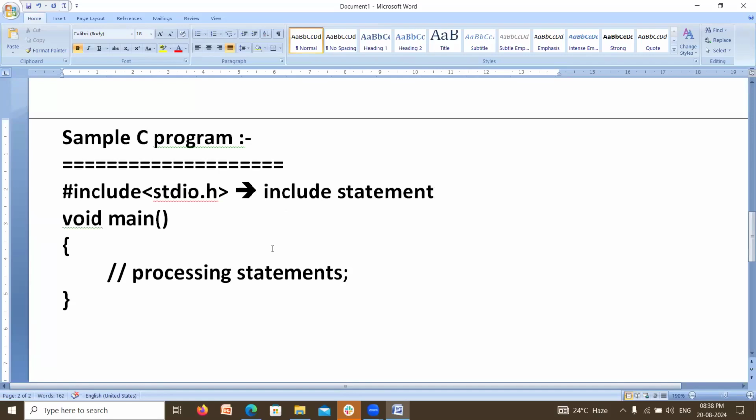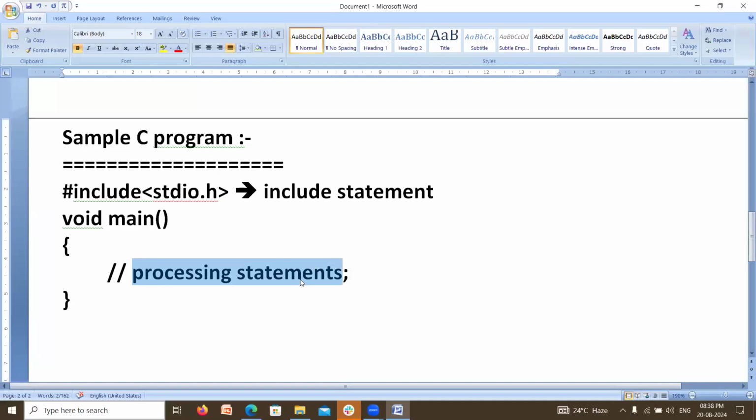In every program, you have to write a main method. It is called main method. It is the symbol for method. Main method or main function, both are the same. In every program, you have to write a main method. In every program, you have to write a solution.